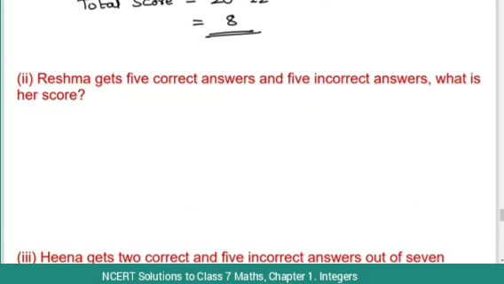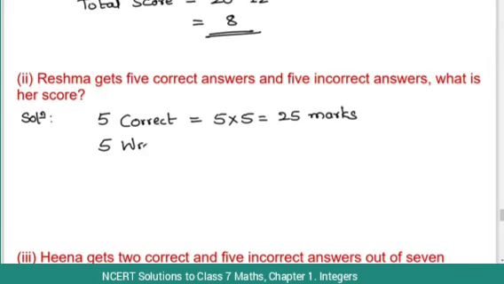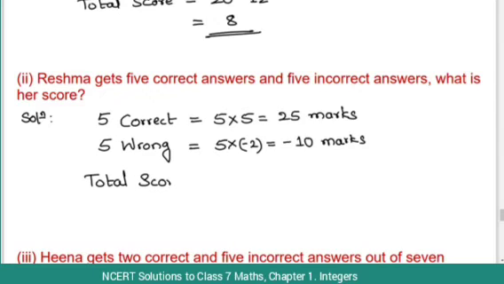Second one, Reshma gets 5 correct answers and 5 incorrect answers. What is her score? Solution. For 5 correct answers, it will be 5 into 5 marks. That is 25 marks. And she has 5 incorrect answers, means 5 wrong is equal to 5 into minus 2, that is minus 10 marks. Then total score of Reshma will be 25 minus 10, that is 15 marks.